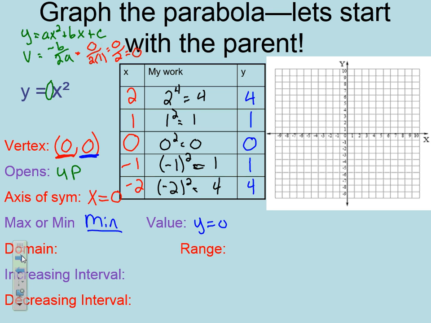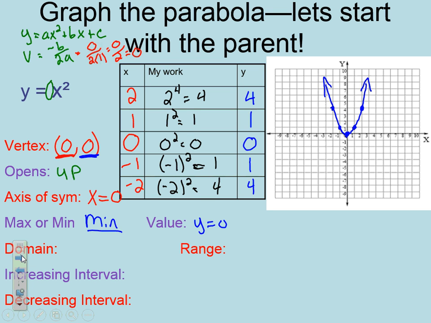Now that I have my table, I can graph it. So I'm going to start here, 0, 0. Then I have 1, 1, 2, 4. Then I have -1, 1. And then I have -2, 4. Now this is going to make my nice parabola, my U shape. So there's my U shape.